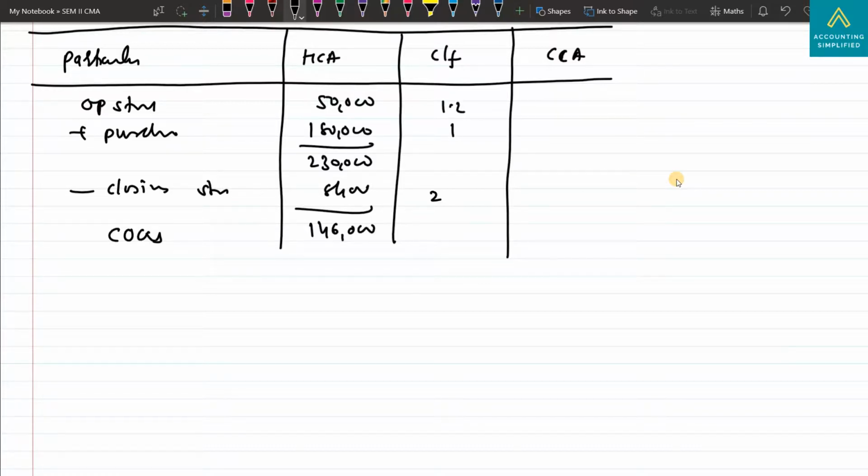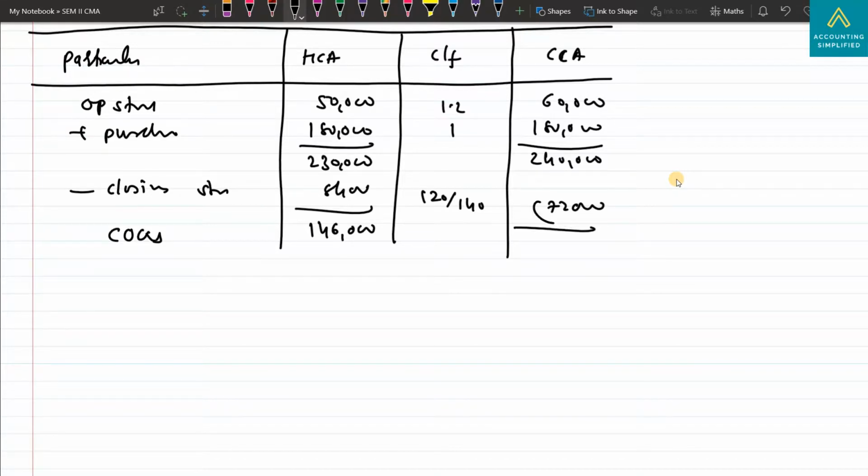1.2 and this is 120 divided by 140. So multiply it and get your answer. 60,000 and 1,80,000, total comes to 2,40,000, right? And this is 72,000 minus, so it comes to 1,68,000. So we got both the answers.